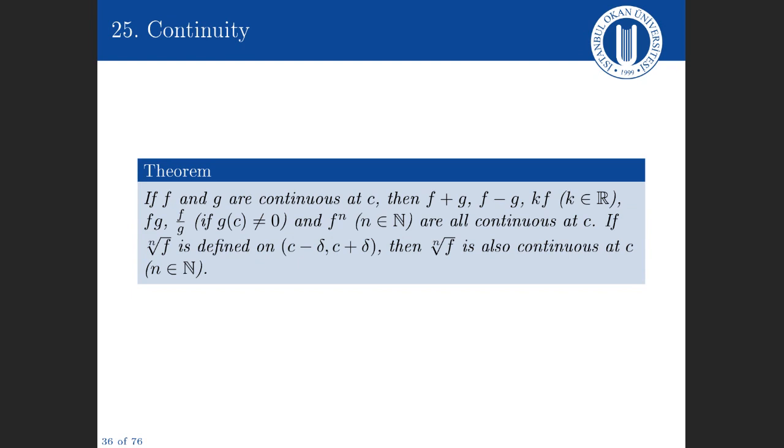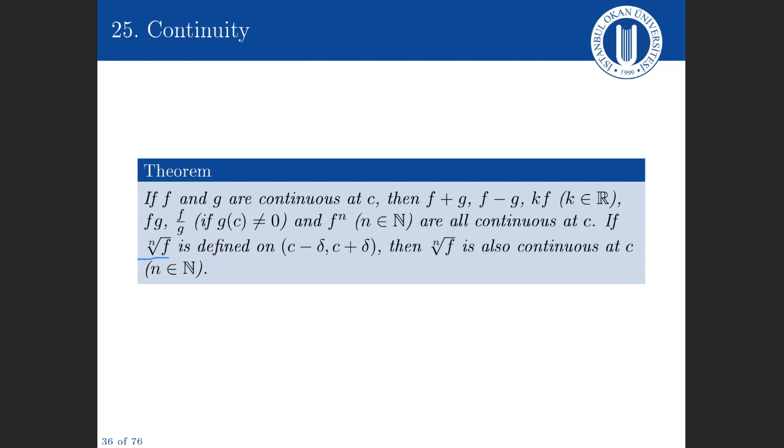If we have some continuous functions, we can combine them together and we still have a continuous function. Let's suppose f and g are continuous at c. Then f plus g is continuous. F minus g is continuous. A number multiplied by f is continuous. Fg is continuous. F divided by g is continuous. Just be careful, this is true if g of c is not 0, because we don't want to divide by 0. F to the power n is continuous as well.